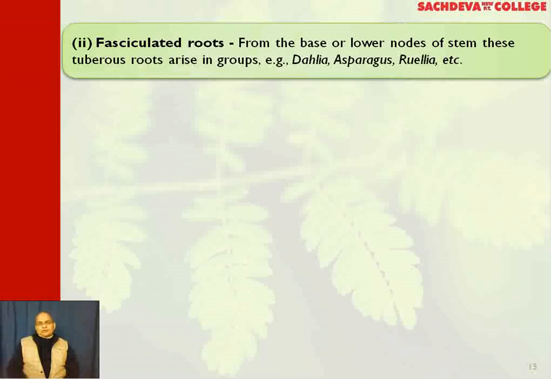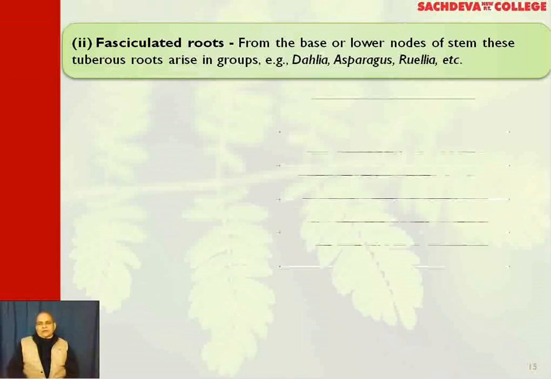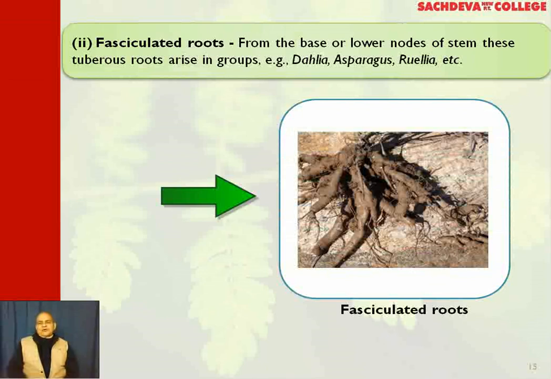Fasciculated roots. From the base or lower nodes of the stem, these tuberous roots arise, and this you get in Dahlia, asparagus, Ruellia, etc. These are the tuberous fasciculated roots.